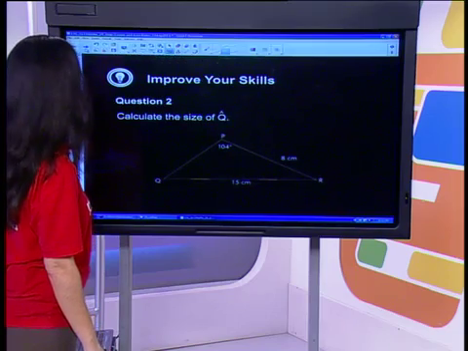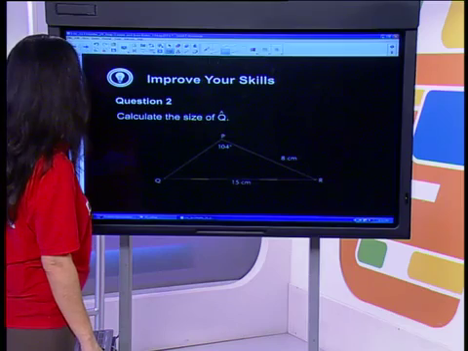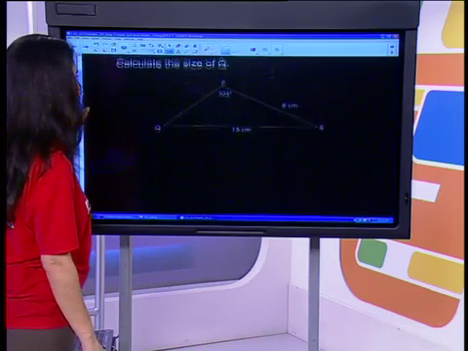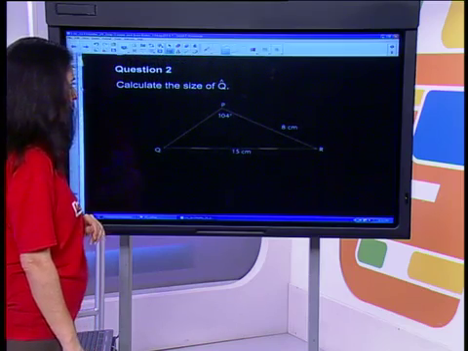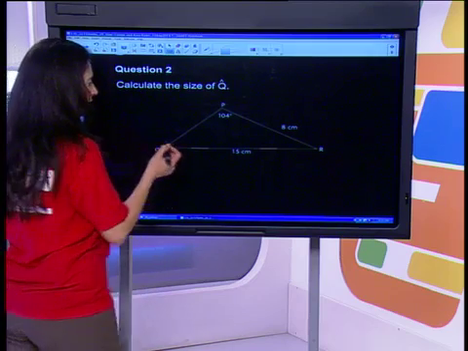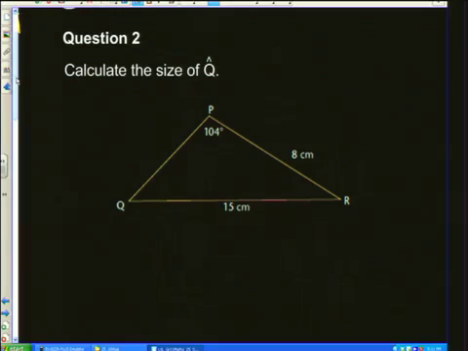Now we need to calculate the size of angle Q. Again, if we look at the position of the information, I need to find this angle. Look at whose opposite angle Q. It's this length PR. And look at the given information, side 15, and its opposite 104. So when the information is opposite each other, we can create the sine rule.